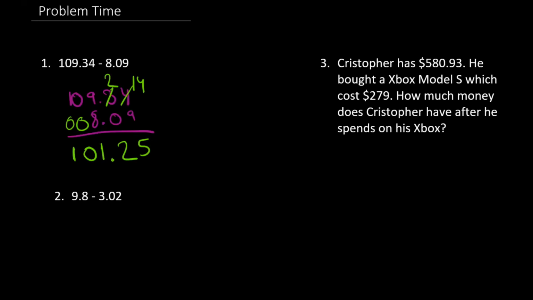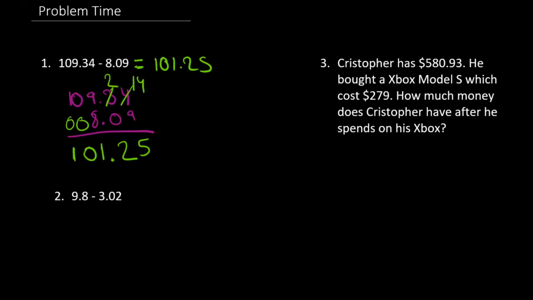So is 101.25 a reasonable answer? Let's think about it. Yes, it is. How? So just don't care about the decimal points and just subtract 109 minus 8. Well, that is 101. And is 101.25 close to 101? Well, it is. So our answer is reasonable and right too. Okay? So our answer is 101.25.